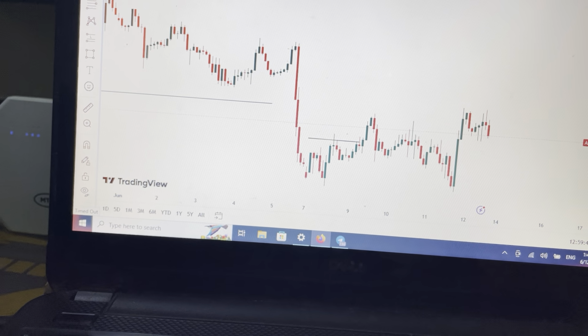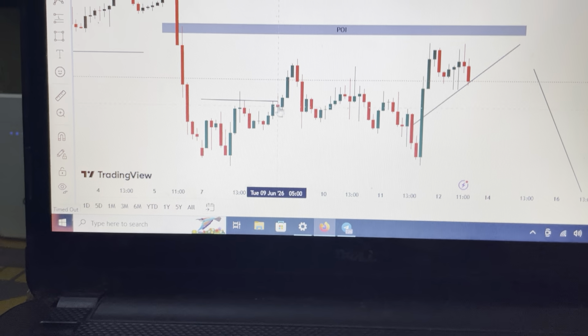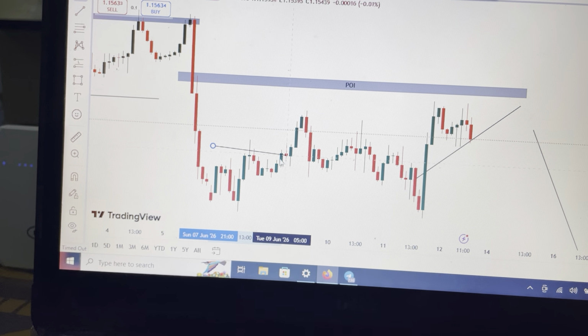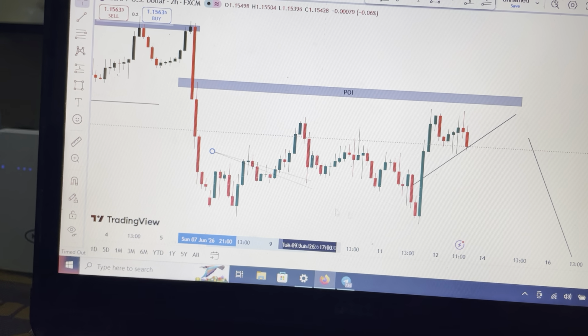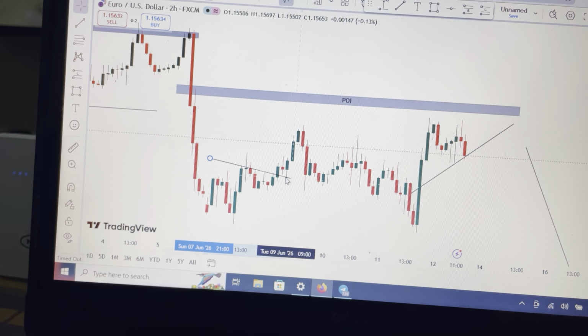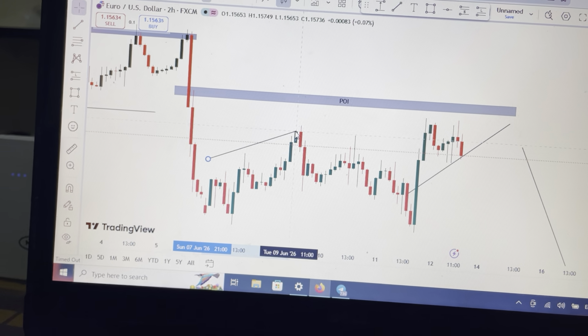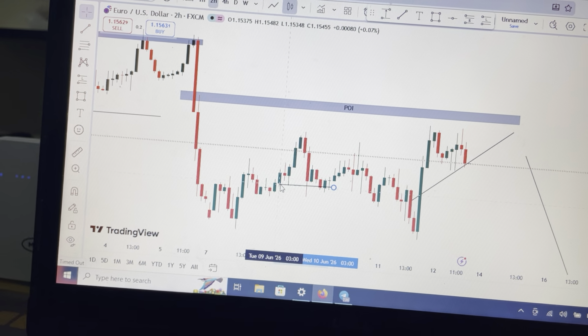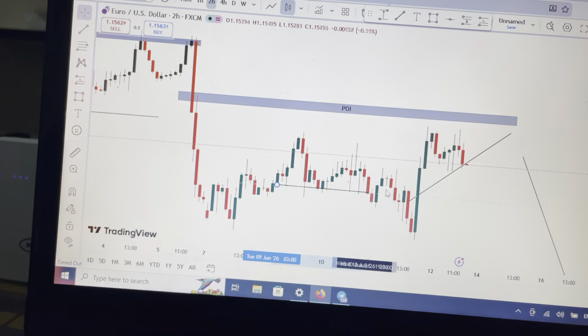Let me go to the 2 hours, 1 hour. Okay, here it is. I said, okay, we need to wait for a market structure shift, so that this internal structure changes from bearish to bullish. So I was just monitoring price around here. Here was the last higher low that gave a break of structure. So I was waiting for price to break this last higher low. You see, price was just ranging around here.